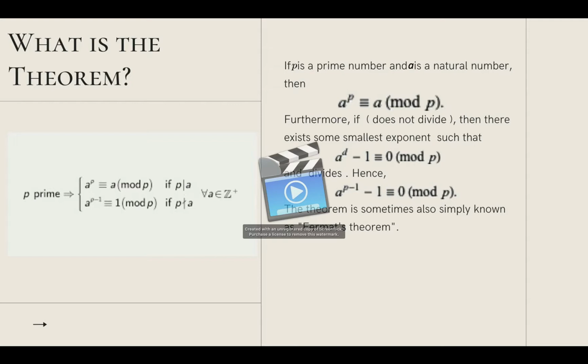So, what is Fermat's little theorem? It's that if P is a prime number and A is a natural number, then A to the P is equivalent to A mod P. Furthermore, if P doesn't divide A, then there exists some smallest exponent D such that A to the D minus 1 is equivalent to 0 mod P and D divides P minus 1. Hence A to the P minus 1 minus 1 is equivalent to 0 mod P. This theorem is basically called Fermat's theorem.